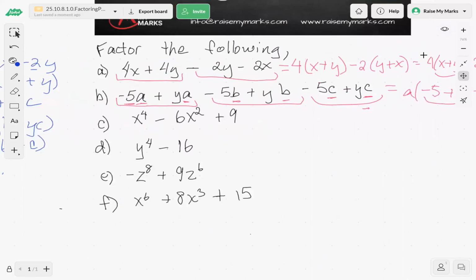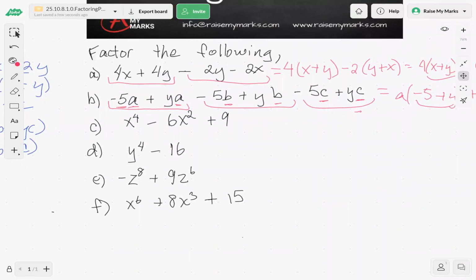All right, let's have a look at C. So far I've shown you two different ways to factor the polynomials given, but we don't have to factor things in two ways. As long as we get it right the first way, that's all that matters. So let's have a look at C.